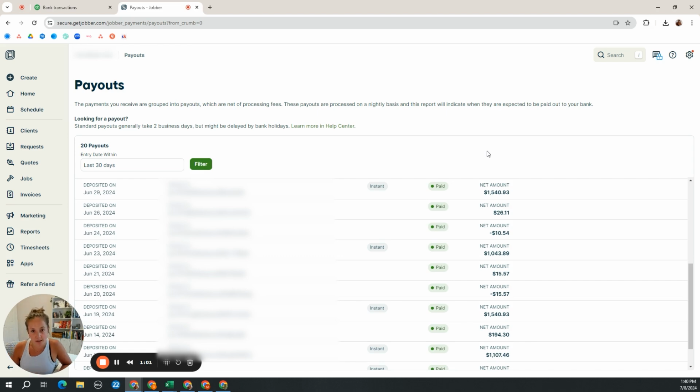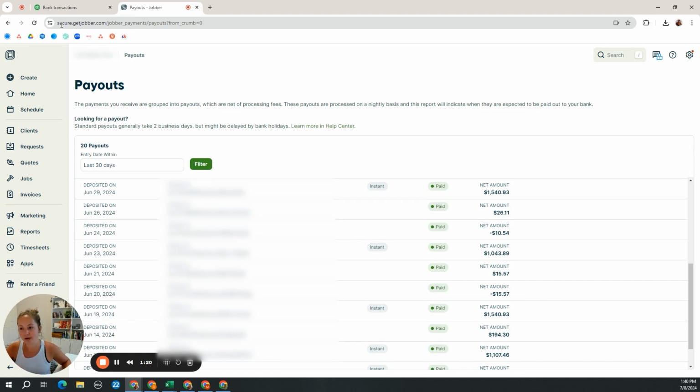We can't report taxes without putting that full income amount. If we made $2,000 and we're only reporting $1,900 because of fees, we still need to report $2,000 on taxes, and we can show that $100 deduction as a merchant fee expense, as a business expense. But back to our instant payout reports.